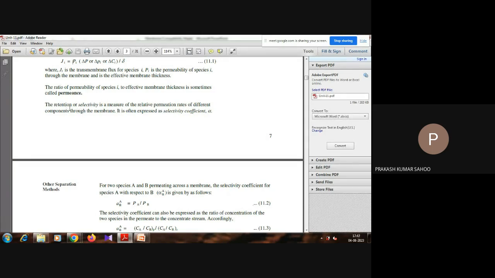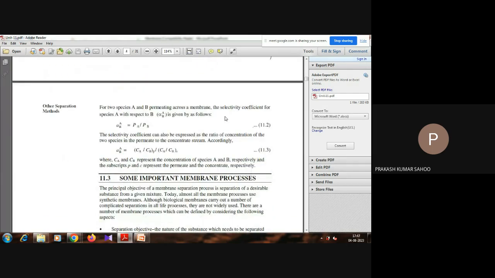It is known as the retention or selectivity of the membrane. It is also expressed in terms of selectivity coefficient alpha. So for species A and B, alpha will be Pa by Pb. It is the permeation of A divided by the permeation of B. This will be the selectivity coefficient.